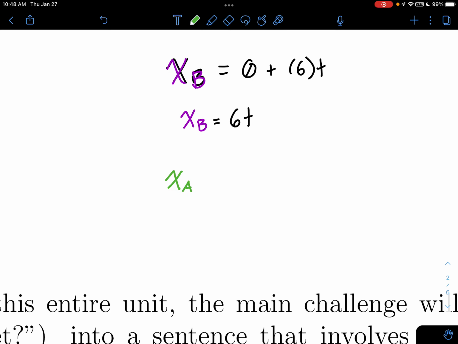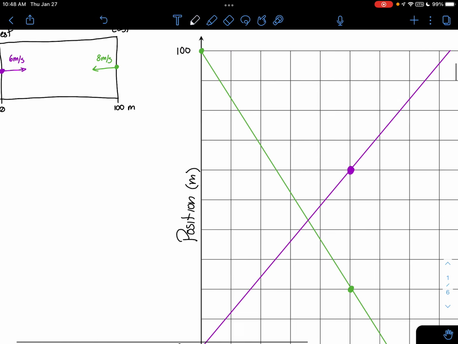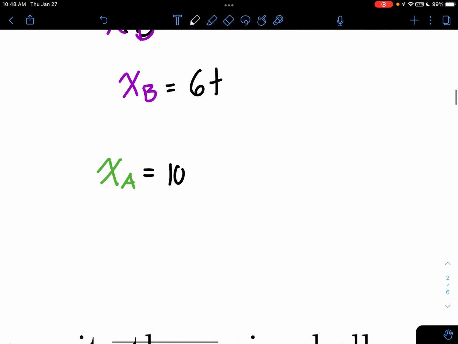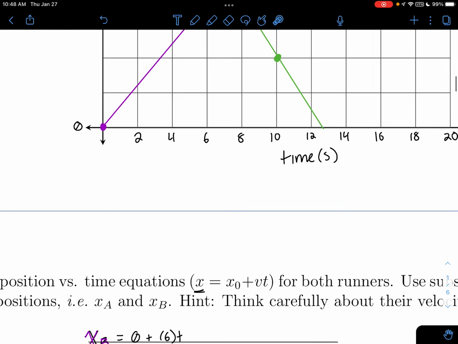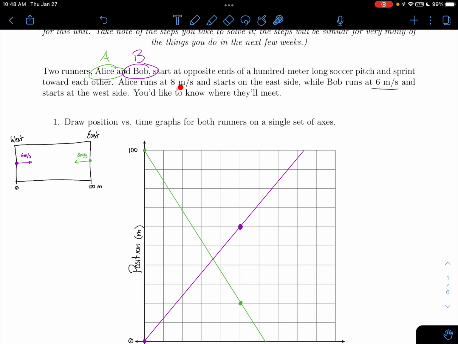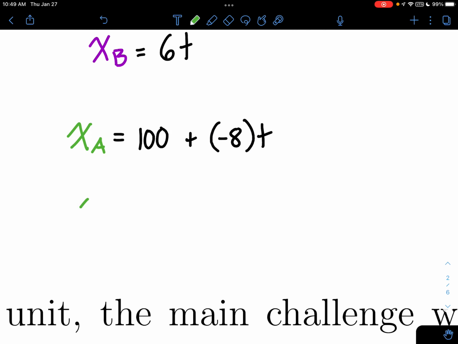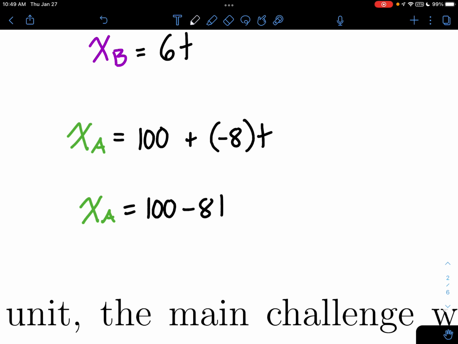Now let's take a look at Alice, right? So when we abbreviate with xa, we go through the same thing. We have our x naught, our initial position, right? And for Alice, we said that she starts on the far side of the field, and we set that to be our 100 meters. Right, so her initial position is 100 plus, and now we add our velocity. And we said that the velocity, again, the slope of this line is 8 meters per second, but it's a negative slope. So we said that it's a negative velocity because of the way we set the axes. Okay, so it's going to be a negative 8 for our velocity times time. And again, simplifying this, you get that Alice's position equals 100 minus 8t, right?